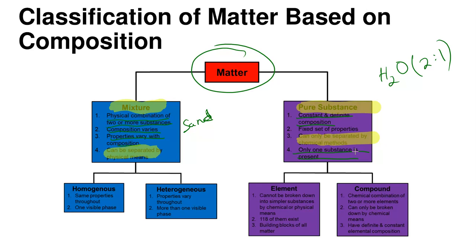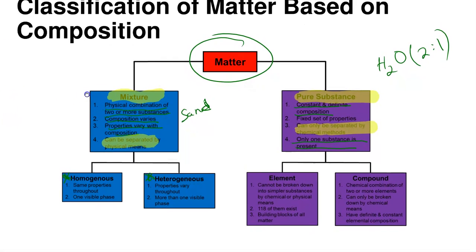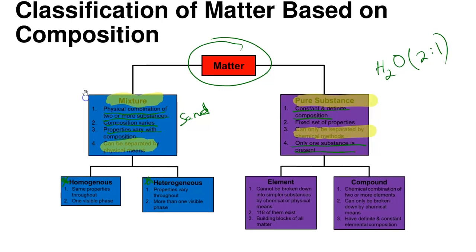Now, under each of these two broad classifications of matter, between mixtures and pure substances, you can break it down further. A mixture is broken down into homogeneous and heterogeneous mixtures. I'm going to move this a little bit up. So let's talk about that.